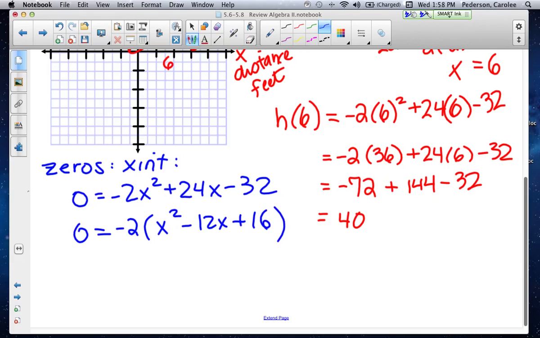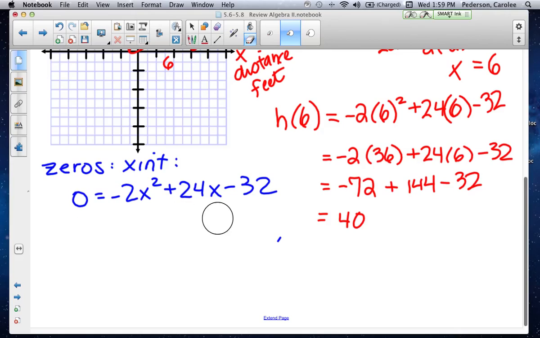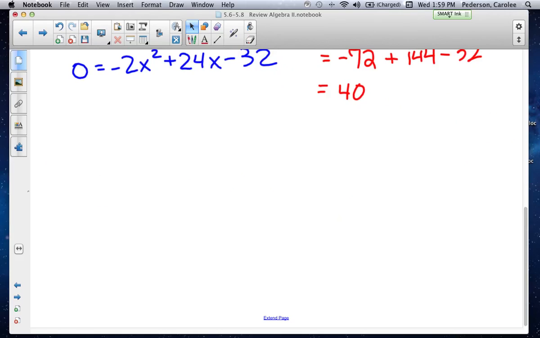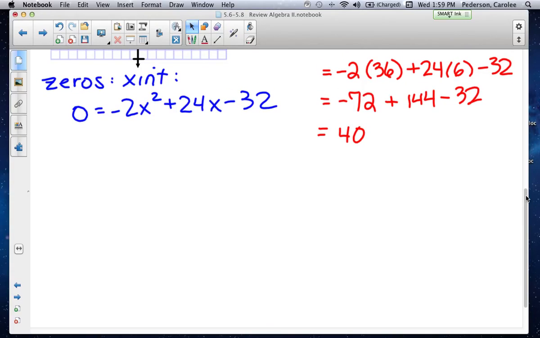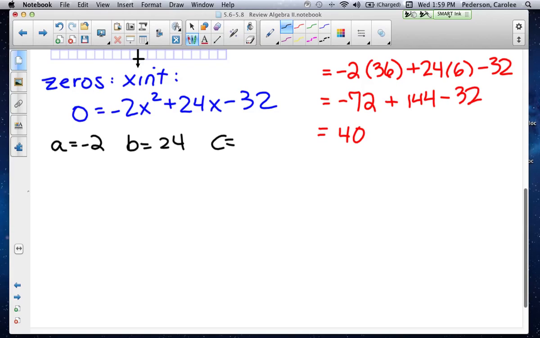I'm left with this. Then I say chart method. Are there any factors of 16 that add to -12? Eight and 2, 4 and 4. Nope, doesn't help me. So then I could complete the square or use the quadratic formula. Most students choose what? I betcha, the quadratic formula. So a equals -2, b equals 24, c equals -32.